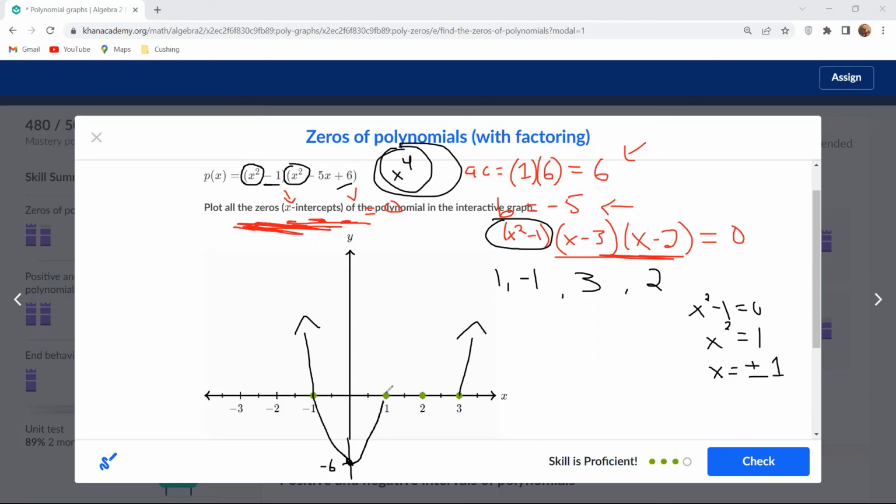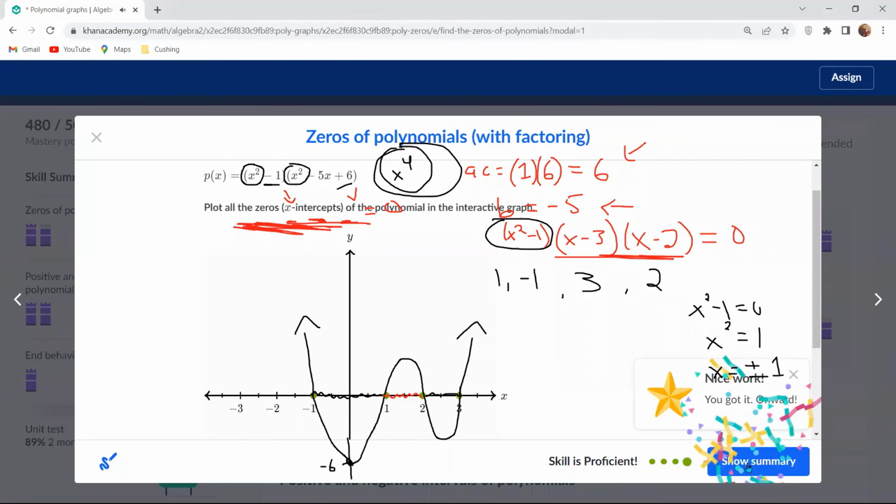No multiplicity, so it's going to give me a pretty standard shape. And again, this is not going to be the exact shape, but it's the right idea. It's ending up on the right, up on the left. Y-intercept of -6. It's going to be negative in this whole interval, positive in this whole interval, and negative in this interval. So that's kind of what's going on here with this graph.